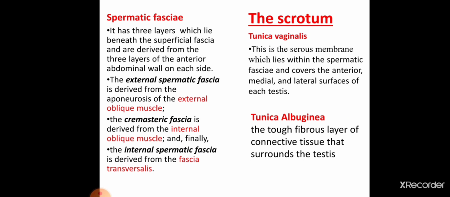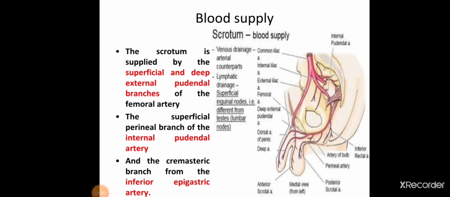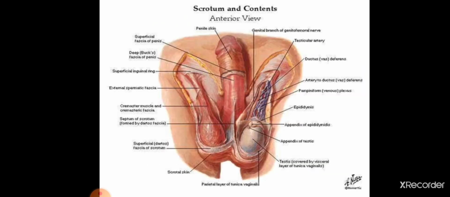Then we have tunica vaginalis. This is the serous membrane which lies within the spermatic fascia and covers the anterior, medial and lateral surfaces of each testis. Then innermost is the tunica albuginea, which is the tough fibrous layer of connective tissue that surrounds the testis. Now the blood supply. The scrotum is supplied by the superficial and deep external pudendal arteries, which are branches of the femoral arteries. The superficial perineal branch of the internal pudendal artery and the cremastic branch of the inferior epigastric artery also supply the scrotum. So this is the scrotum.